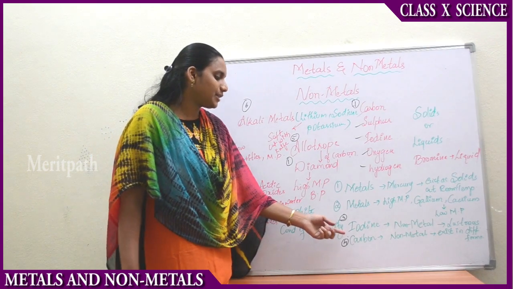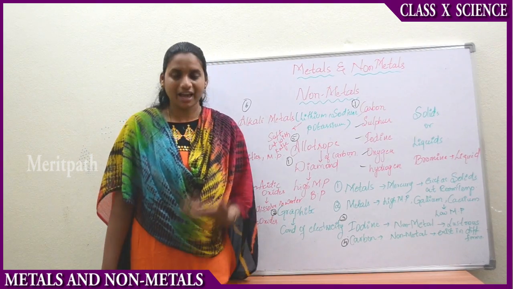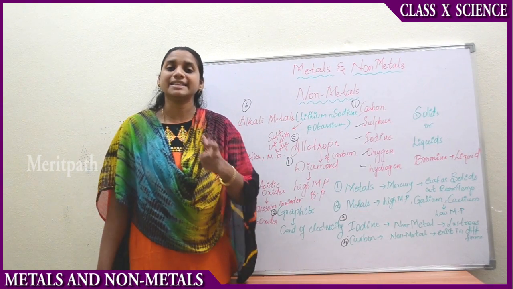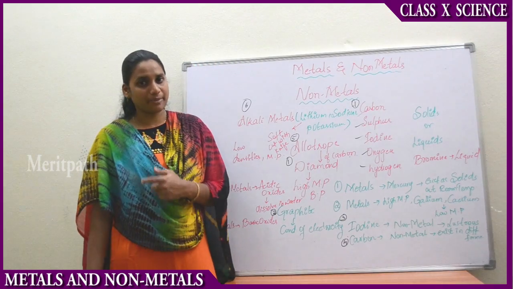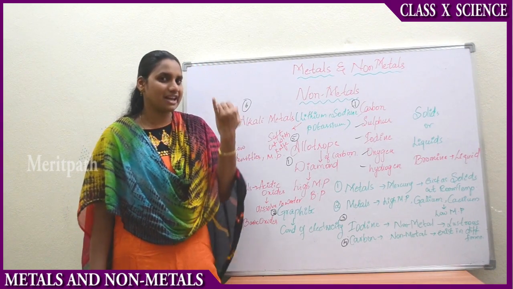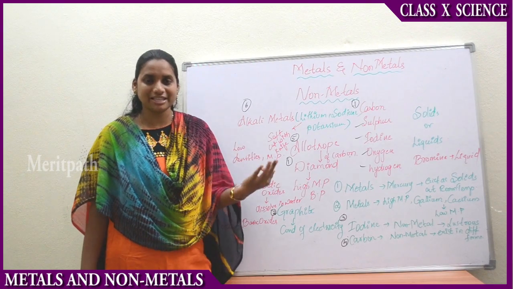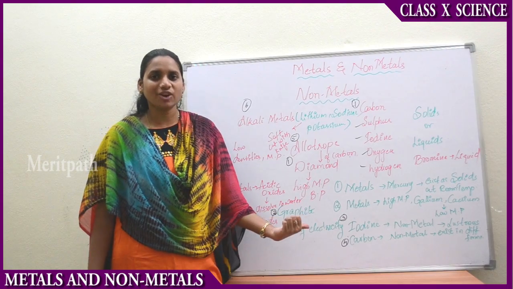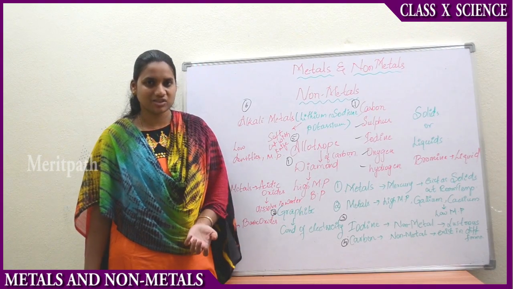And iodine is a non-metal, right? Even though it is a non-metal, it has the lustrous physical property. As said previously, only metals have lustre, malleability and ductility properties, right? But this iodine, which acts as a non-metal, also has this lustrous property.